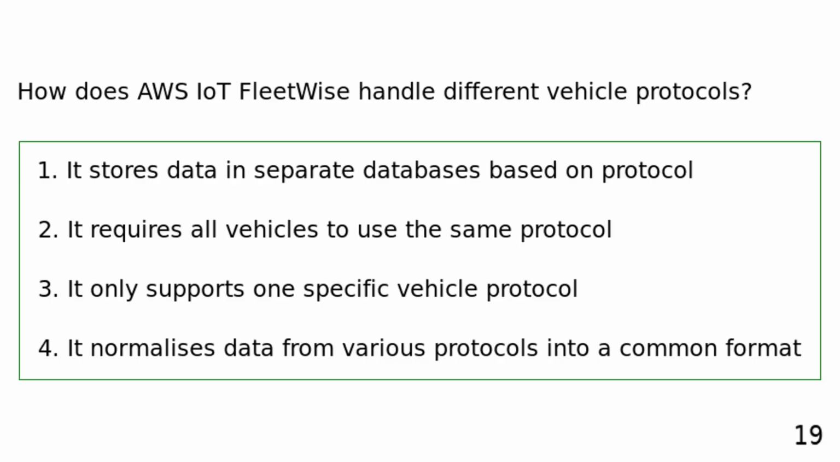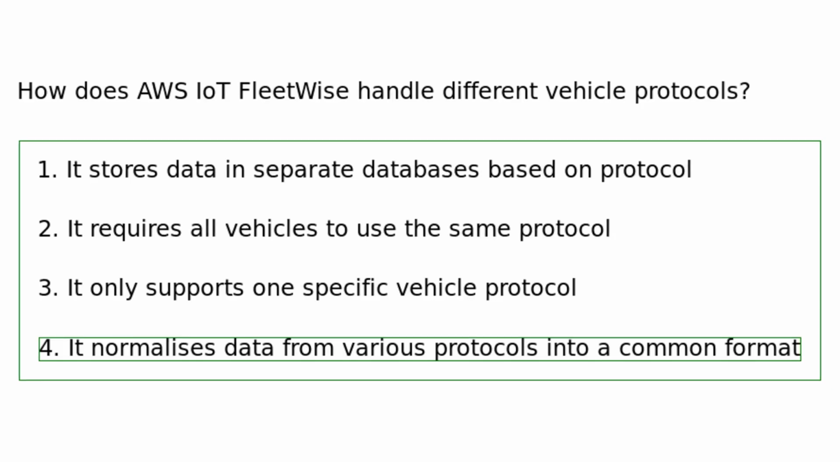It stores data in separate databases based on protocol. It requires all vehicles to use the same protocol. It only supports one specific vehicle protocol. It normalizes data from various protocols into a common format. AWS IoT FleetWise normalizes data from different vehicle protocols into a common format, making it easier to analyze and use the data regardless of its source.